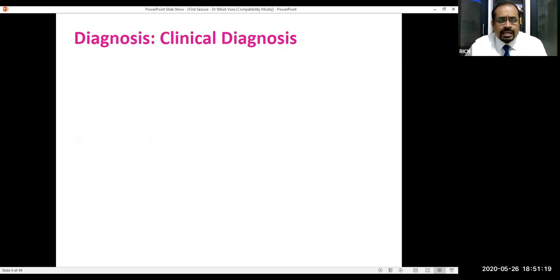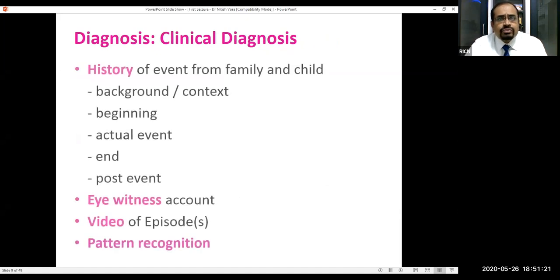An important part here is that history is very important, not only from the family but also from the child. As we know as clinicians, even a younger child of 4 or 5 years can give an excellent history. So make sure you try to elicit history from the child as well as family members, with a detailed history. And what we mean by detail for the seizure: always start with the background, what the child was doing, what was happening at that stage, and how it began.